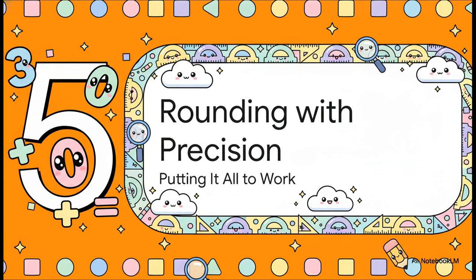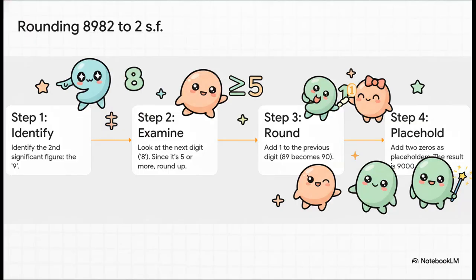Okay, so we know how to read significant figures. Now let's flip it around and put this knowledge to work in a super practical way, rounding numbers to a specific level of precision. Let's try to round 8,982 to 2 significant figures. First, we count in 2 spots from the left, which lands us on the 9. That's our target. Next, we peek at its neighbor to the right, which is an 8. Since 8 is 5 or bigger, we have to round up, so the 89 becomes 90. And finally, we just fill in the rest with placeholder zeros to keep the value right, which gives us 9,000.